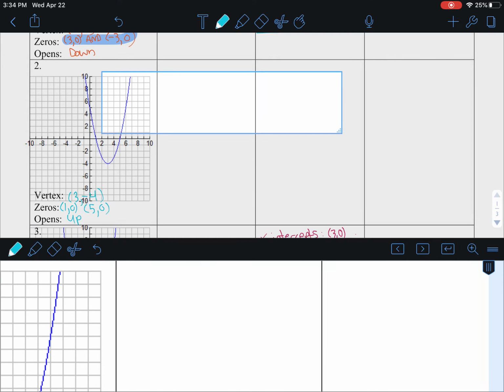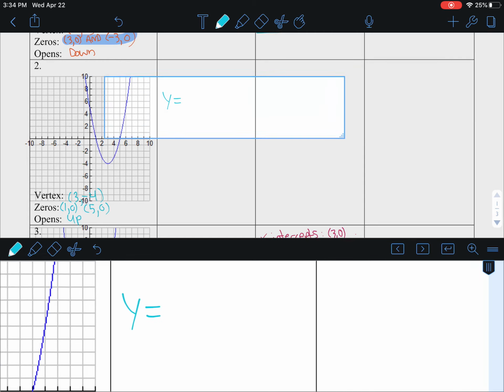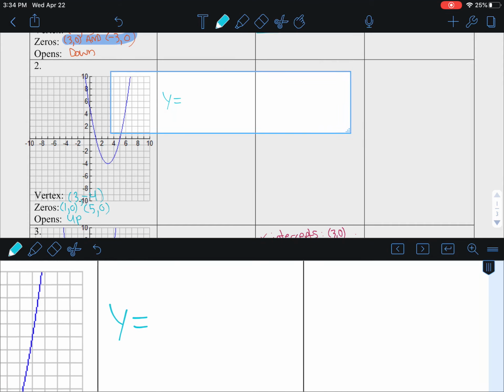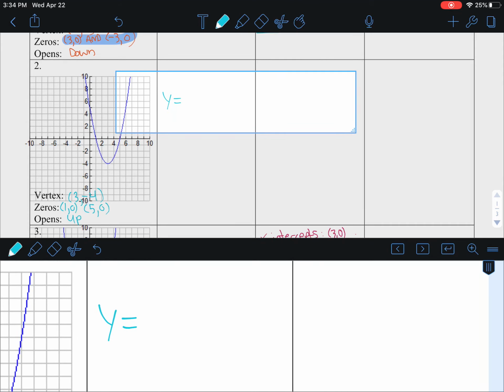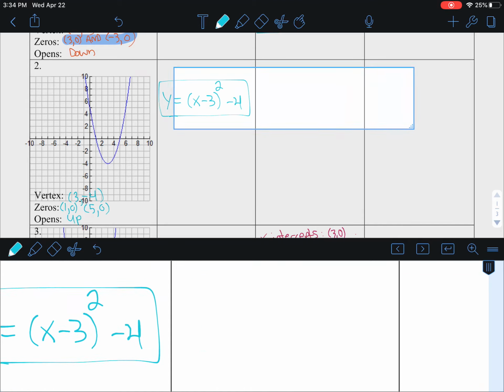Vertex form is the easiest one to write from the graphs, and really the only one. Well, I guess you can do factored form too, but you can't do standard form by looking at the graph. You can only really do vertex form or factored form. Vertex form is usually the one you go to right away. But anyways, it's opening up, so no negative in front. Opposite of 3 is minus 3, squaring it, and then it'd be minus 4. So this is my vertex form equation.